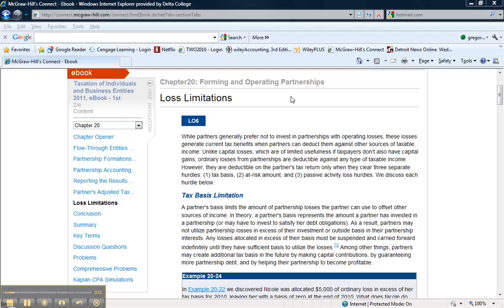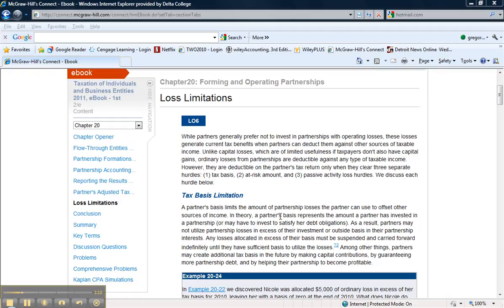That's the question. And the answer is yes, but there are three separate hurdles that have to be cleared by the partner before they can just deduct that loss on their own tax return. The first one, and the main one we're going to talk about, is the tax basis hurdle. There are also at-risk hurdles and passive activity loss hurdles. Those are more advanced topics that we're not really going to deal much with. They are discussed in brief in this chapter, but tax basis is what we're going to focus on.